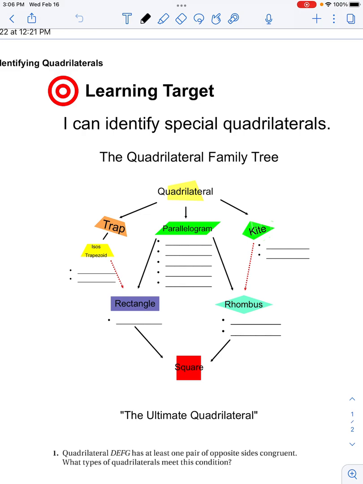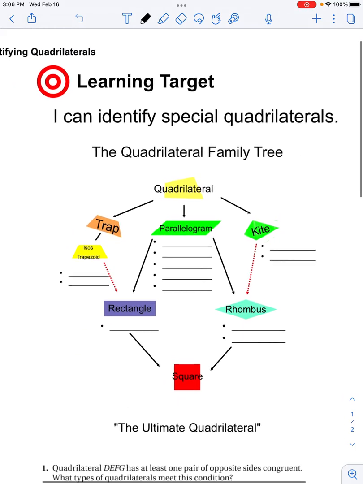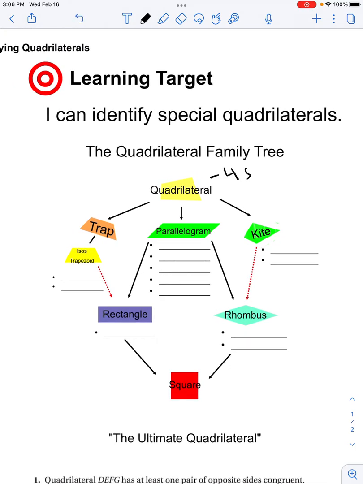Okay, let's take a look here at 8.6, kind of our last lesson for this unit. And again, this is kind of what we've been building up to, everything we've been doing. Again, a quadrilateral has 4 sides. It's kind of got 3 sets. We've got trapezoids, which again have 1 set, or the bases, the top and the bottom are parallel.